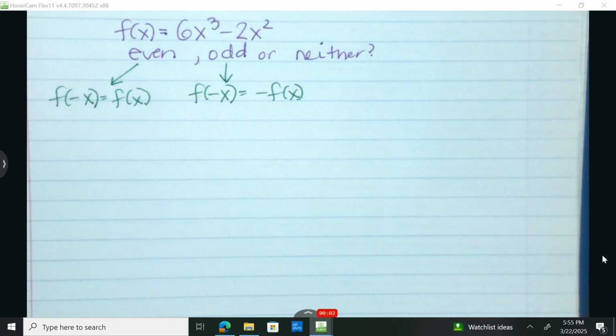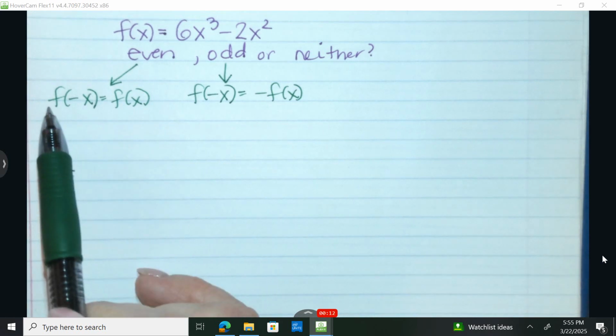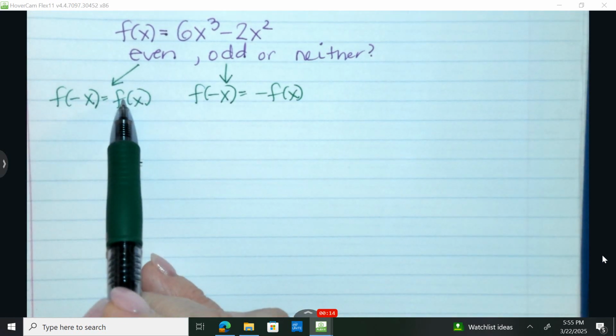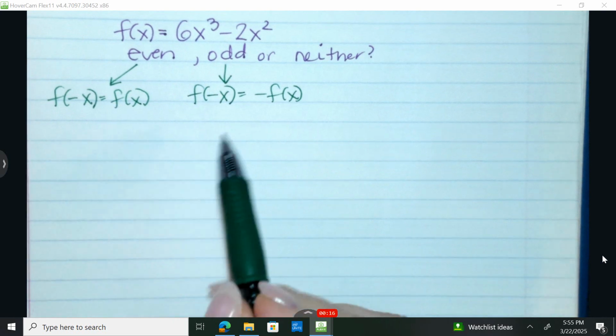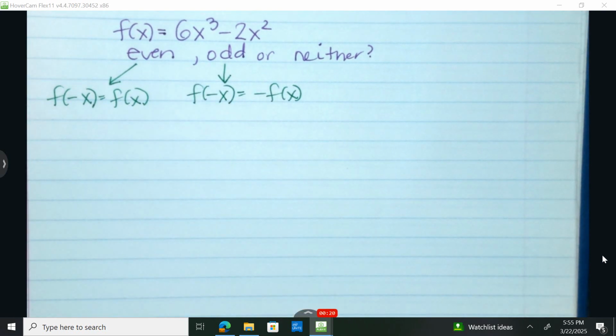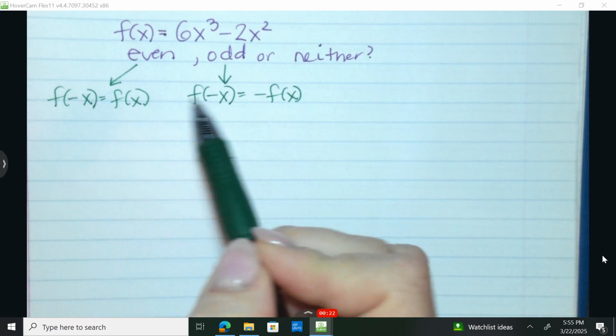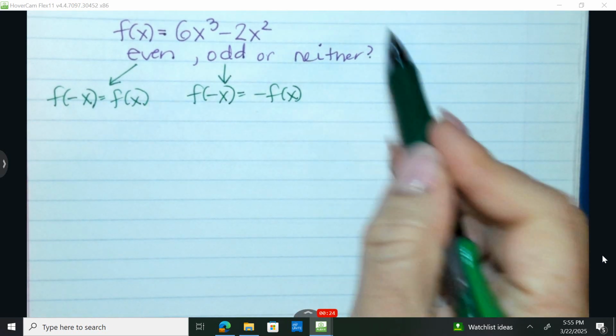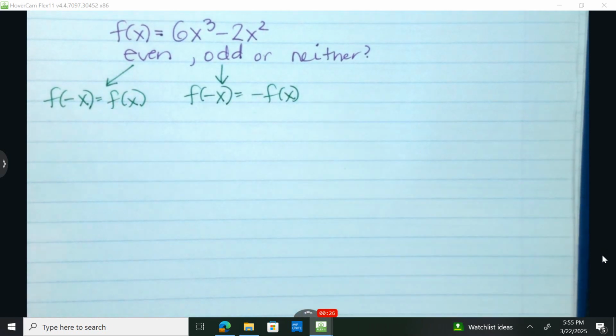In question number 5, we are asked, is the function f of x even, odd, or neither? And then we're asked to explain. So we can prove that a function is even if this statement is true for all input values. We can prove that a function is odd if this statement is true for all input values. And if this is a false statement and this is a false statement, then we would say that the function is neither even nor odd.